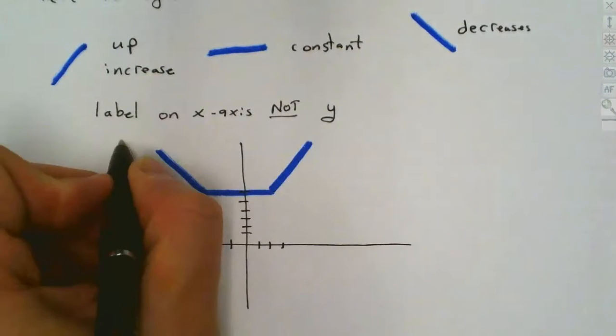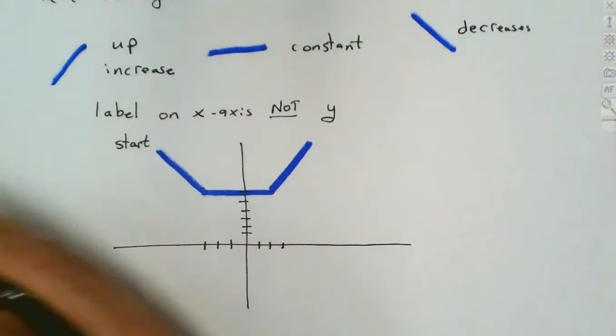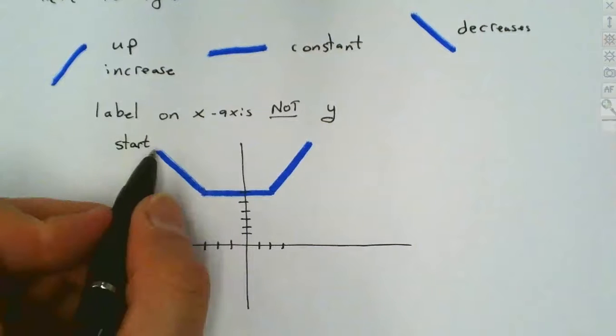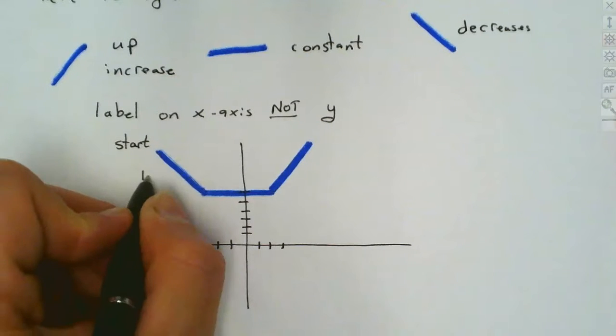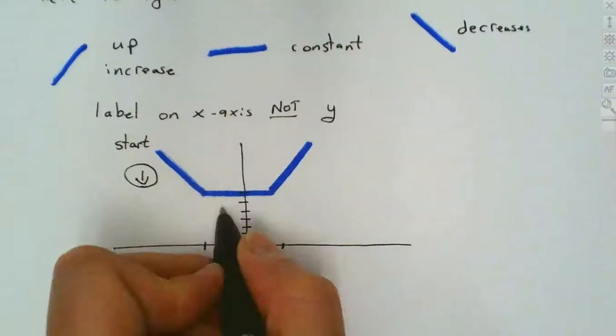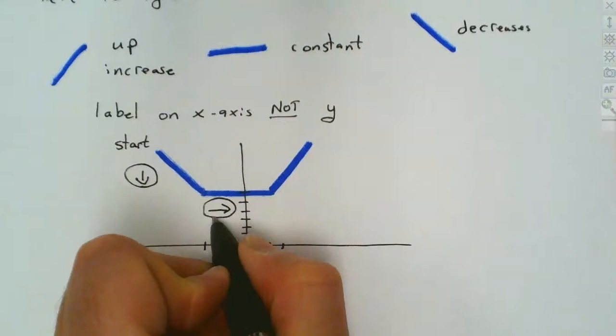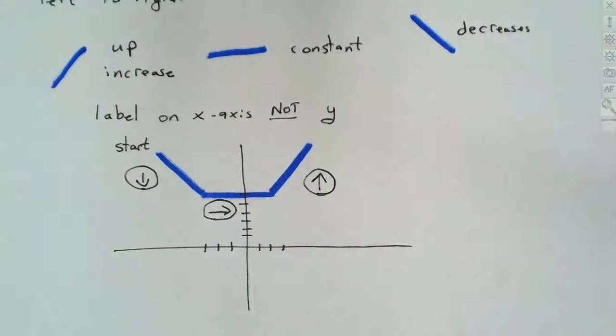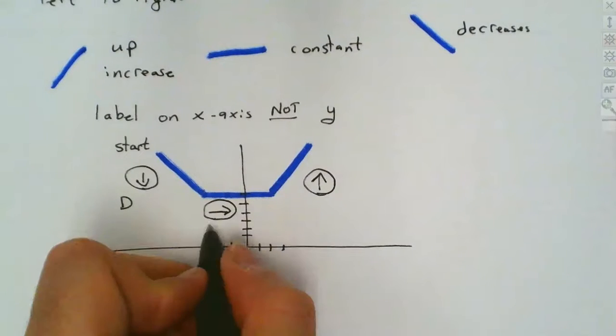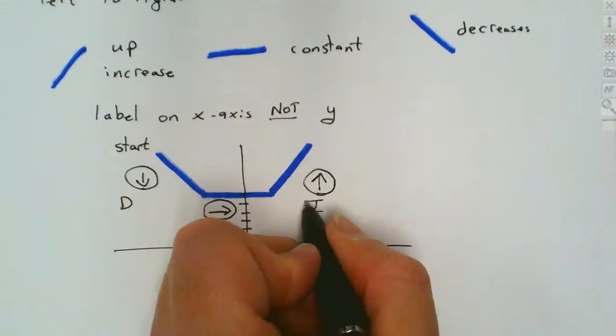So if I start here, at the left, what is it doing as I follow the blue graph down? Okay, so this is the decrease part. Then it's constant, right? And then what does it do after that? Increases. So this is the decrease, this is the constant, and this is the increase.